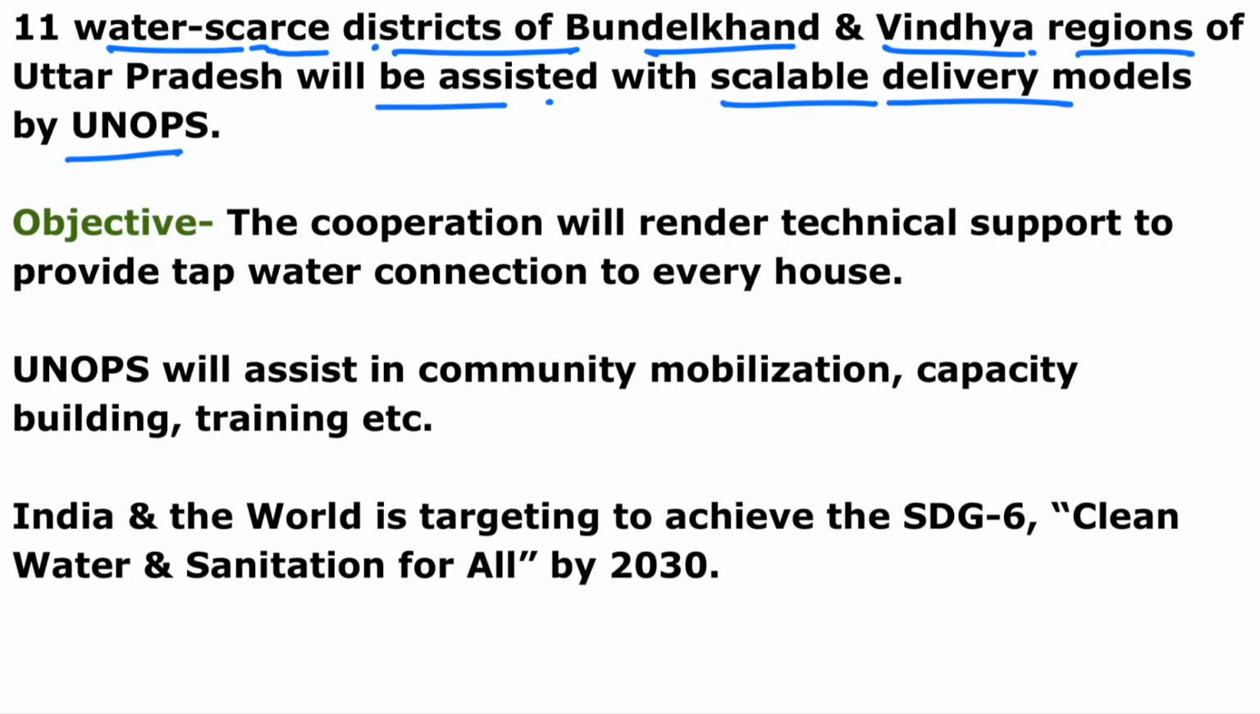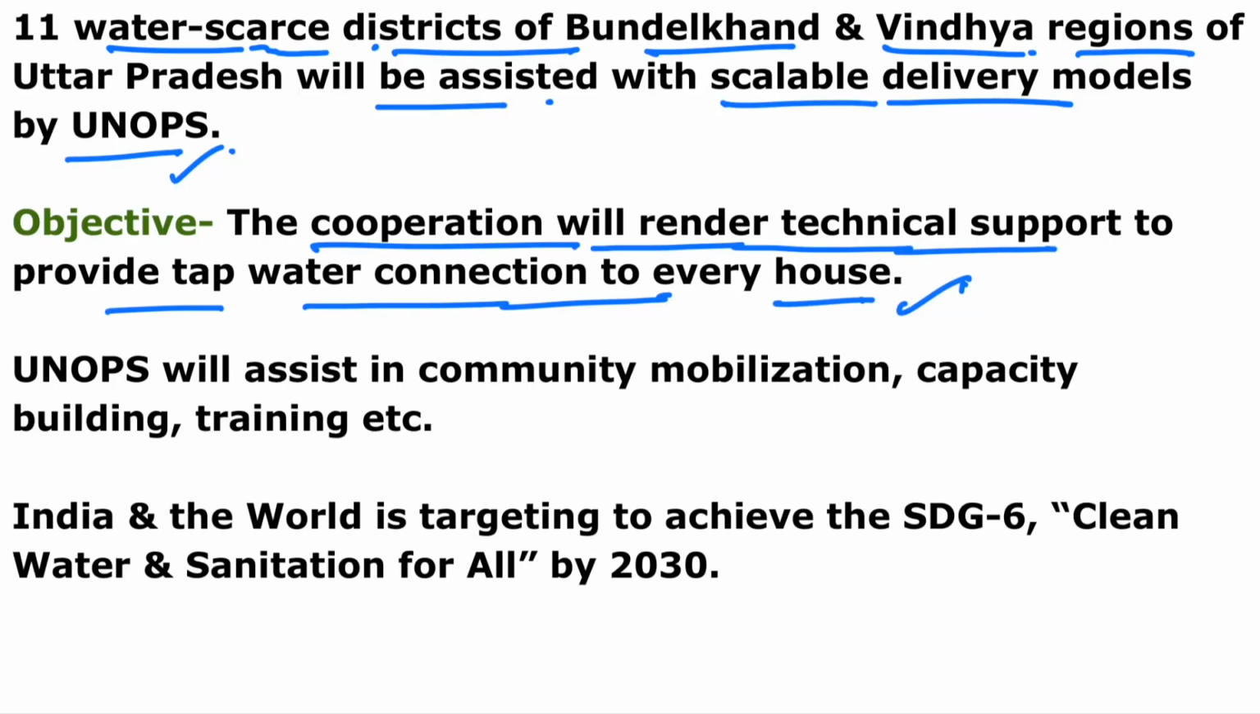United Nations OPS stands for Office for Project Services. Its headquarters is also in Copenhagen, Denmark. The main objective is that the corporation will render technical support to provide tap water connections to every house. This is the main objective, and Jal Jeevan Mission has to achieve this by the year 2024. And the United Nations Office for Project Services will assist in community mobilization, capacity building, training, etc.